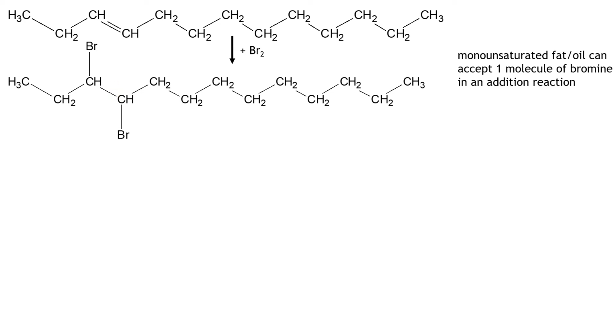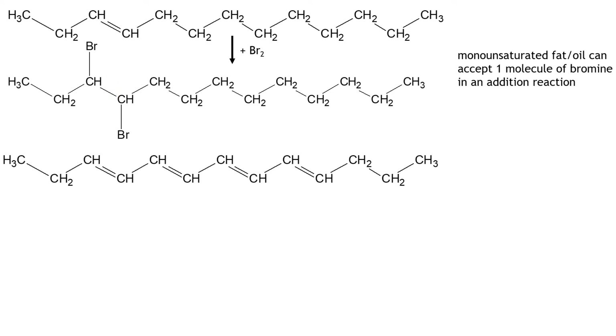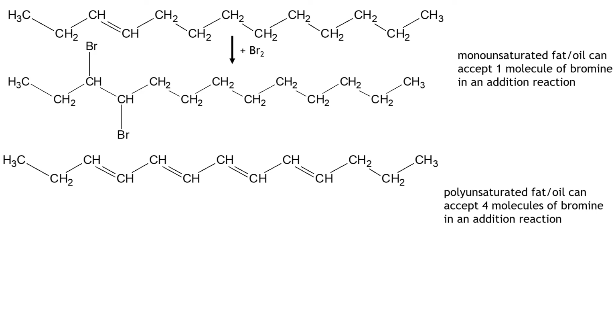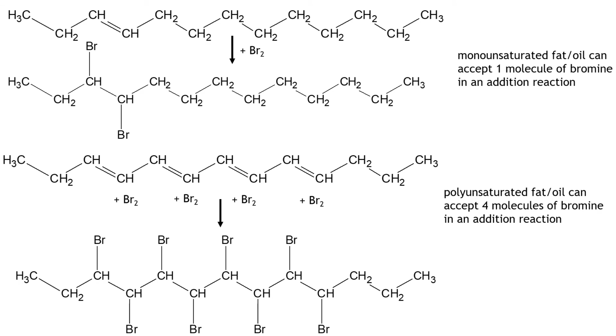If we have a polyunsaturated fatty acid, so we've got 1, 2, 3, 4 double bonds in here, then I can attach a bromine molecule across each of these double bonds. In total, I can have 4. So when the double bond breaks and we add the bromine in an addition reaction, we get this being formed. So you can see that a polyunsaturated fat or oil can accept 4 times, in this case, the amount of bromine molecules compared to one with just 1 double bond. So you can use the bromine addition reaction to get an idea of how many double bonds are present within the molecule.